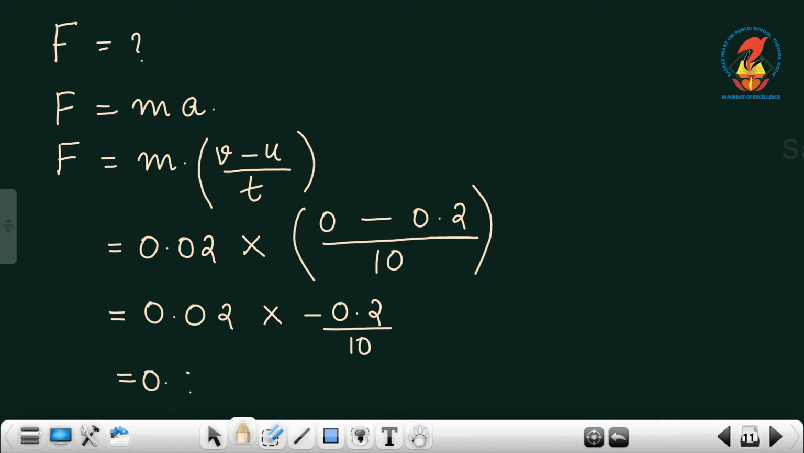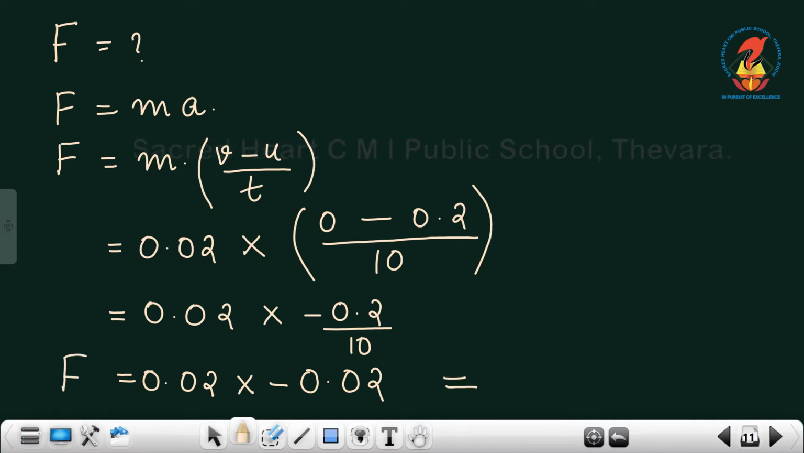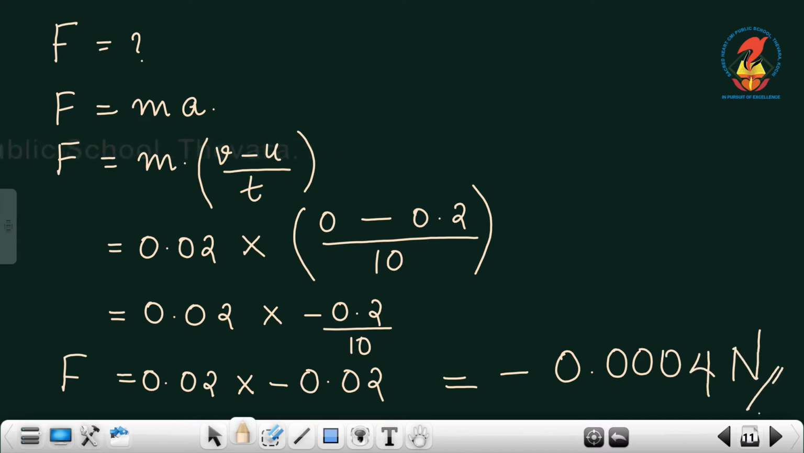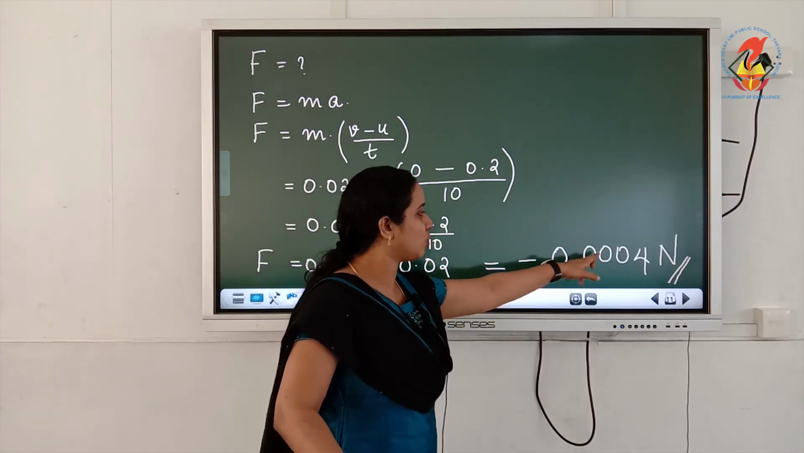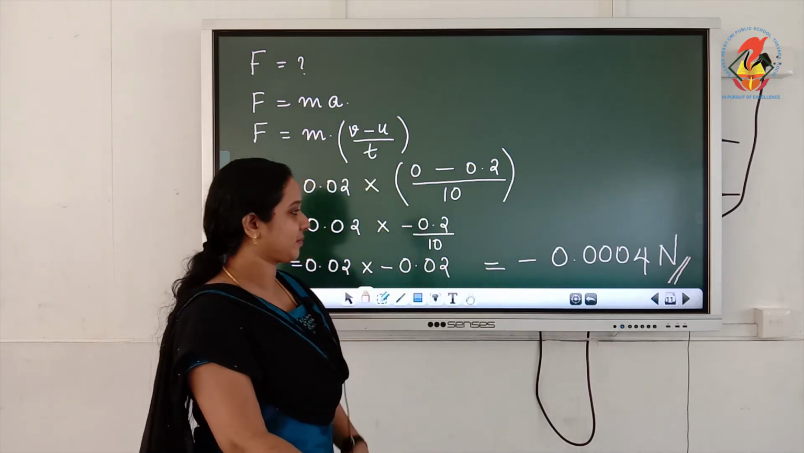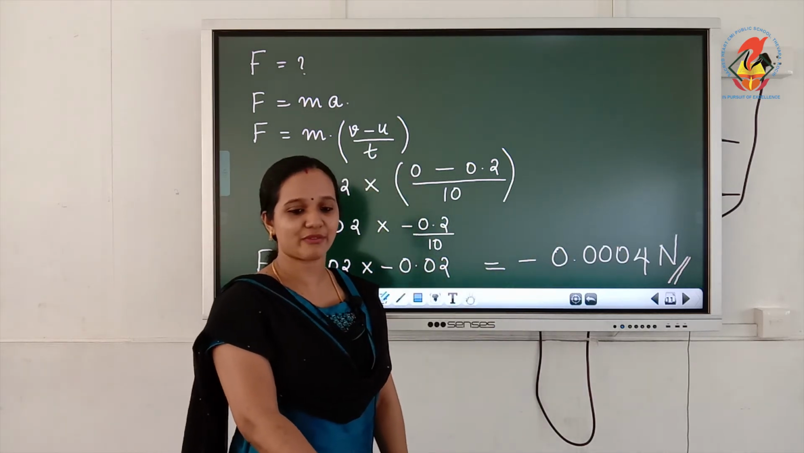which is equal to 0.02 into minus 0.2 divided by 10, which is minus 0.02. So 0.02 into minus 0.02 is minus 0.0004. The unit of force is Newton. So the answer is negative 0.0004 Newton. Hope this problem is clear for everyone.